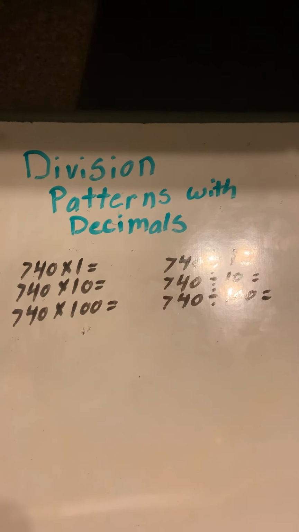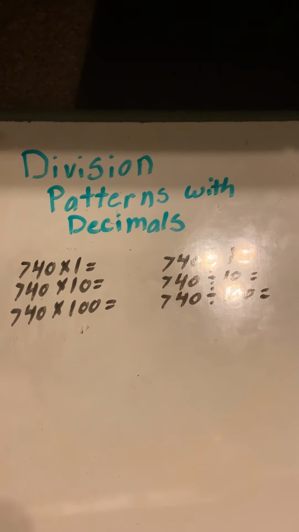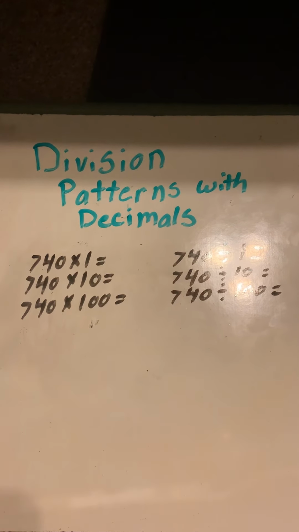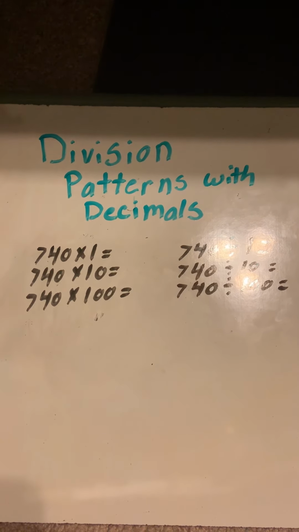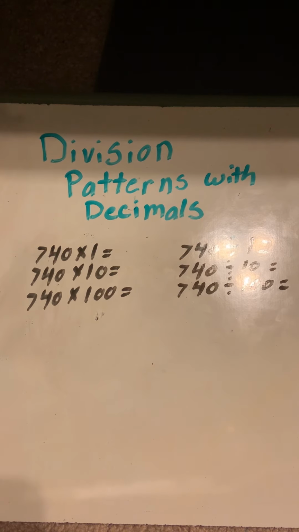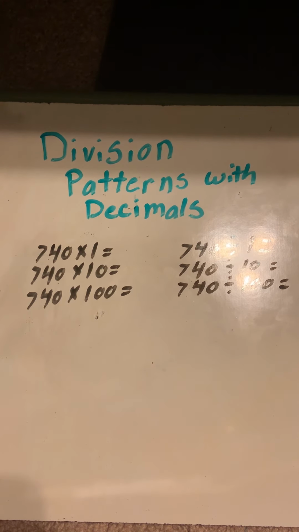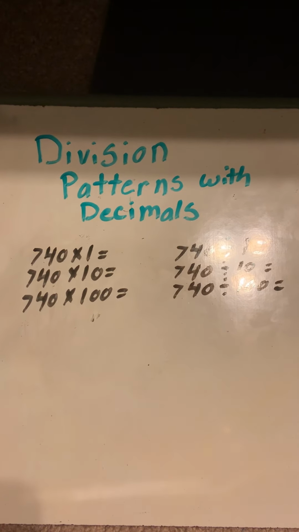Hi, today we're working with division patterns with decimals. If you're using the Go Math book, it's 5th grade, 4.1, and it's standards 5.3G, 5.1C, and 5.1D. So here we go.